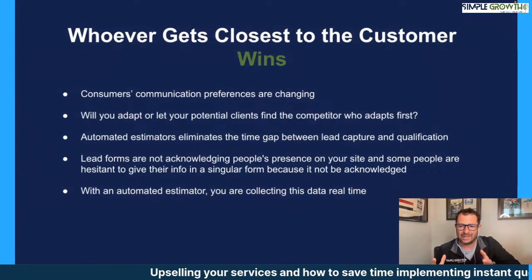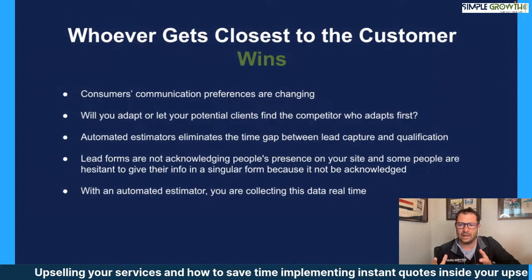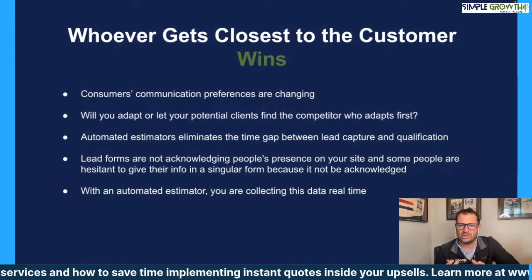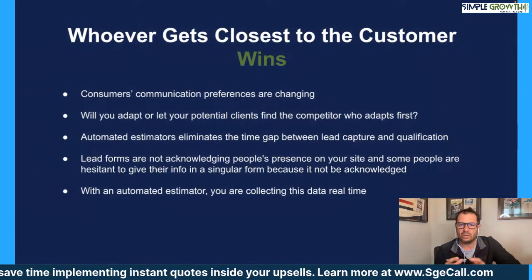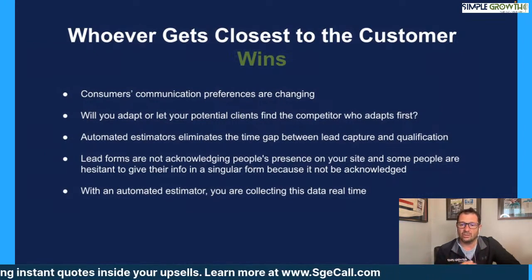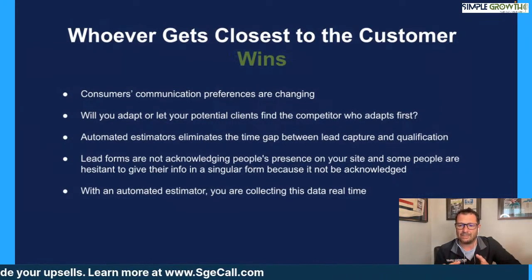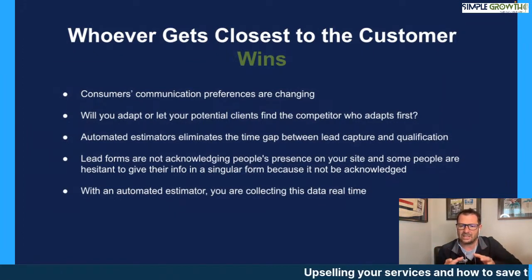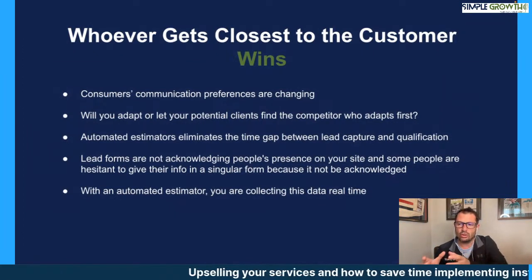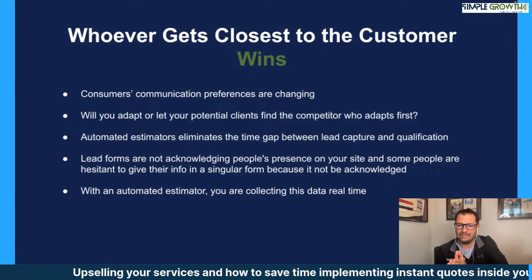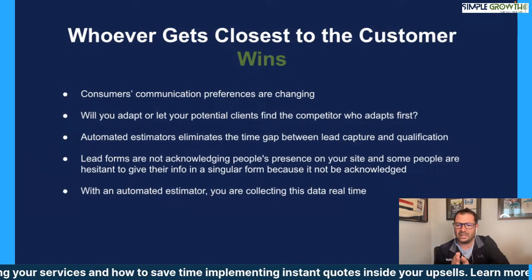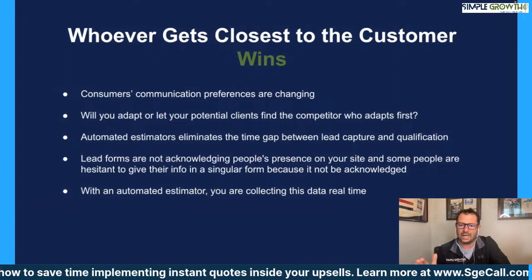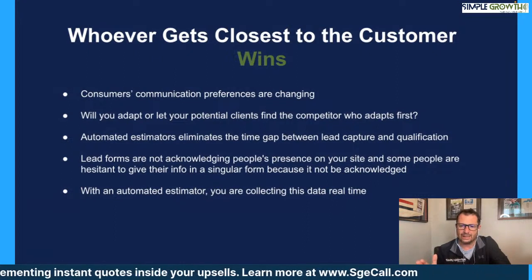But I want to give you some context, because this is really the new game now post-COVID. Whoever gets closest to the customer wins. Customer communication preferences are changing. And really the question is, are you going to adapt to the new on-demand buying that today's consumers want? We've got Netflix, Uber, DoorDash, Instacart, the list goes on and on. So attaching an automated estimator to your upsell emails is going to eliminate that time gap between them clicking and actually wanting it, and you actually getting back to them.